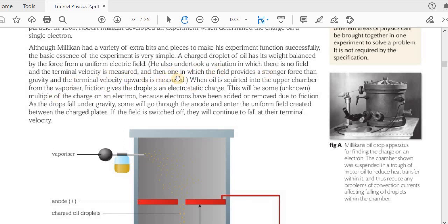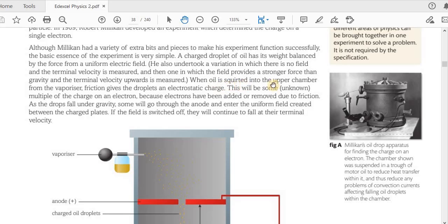He undertook a variation in which there is no field and the terminal velocity is measured, and then one in which the field provides a stronger force than gravity and the terminal velocity upwards is measured. So it's moving upwards, not downwards. You increase the electric force so much that it is stronger than the weight, the gravitational force, and then the drop will move upwards, and it will reach another terminal velocity.